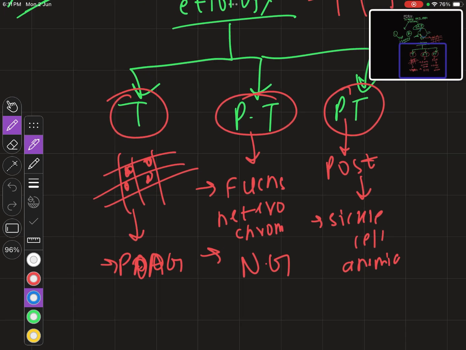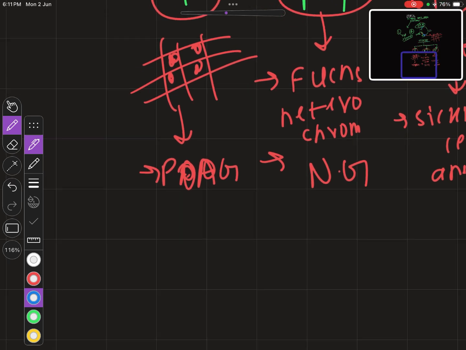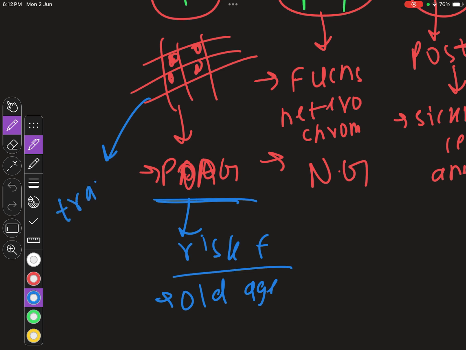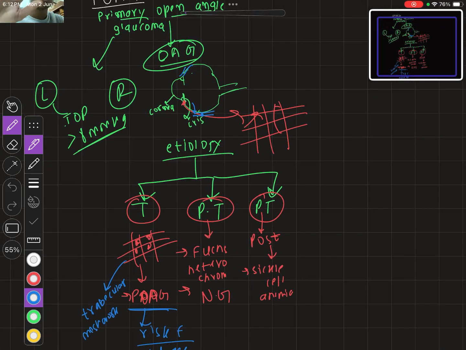The most common is primary open angle glaucoma, which has many risk factors. First of all is old age. Second, if you're a patient of diabetes or hypertension, this can cause primary open angle glaucoma. We have not been able to understand what exactly destroys the patency of this trabecular meshwork. But in primary open angle glaucoma, the meshwork is impaired, and that leads to the collection of aqueous humor in the eye, further raising the IOP. So this is the etiology.